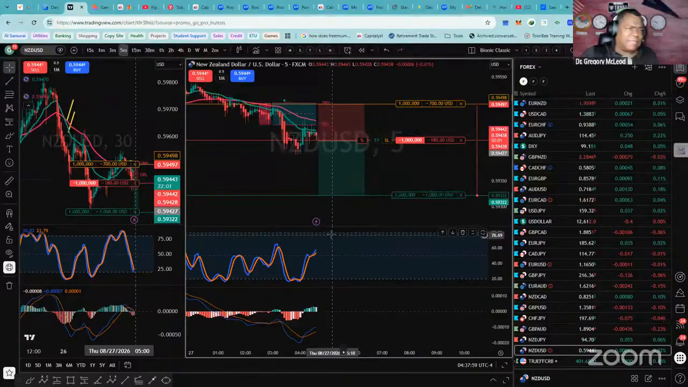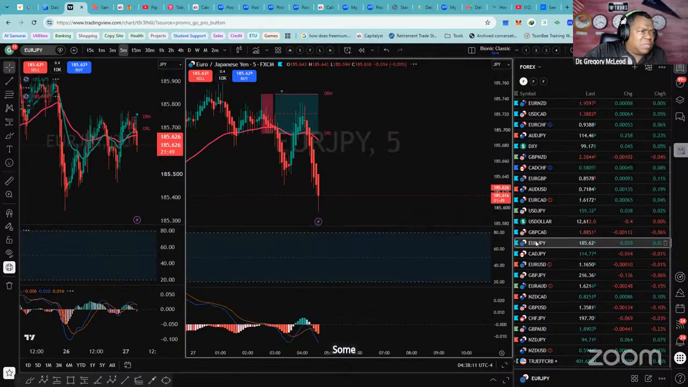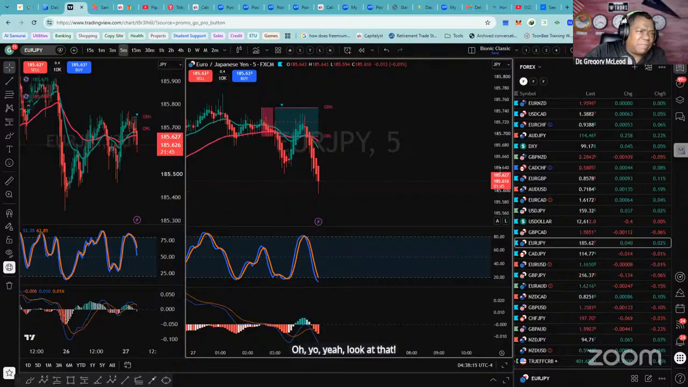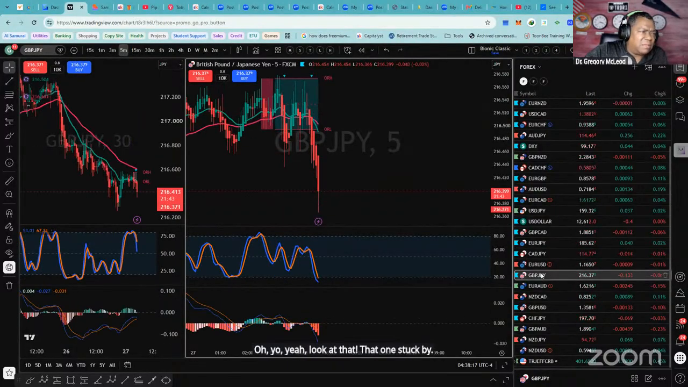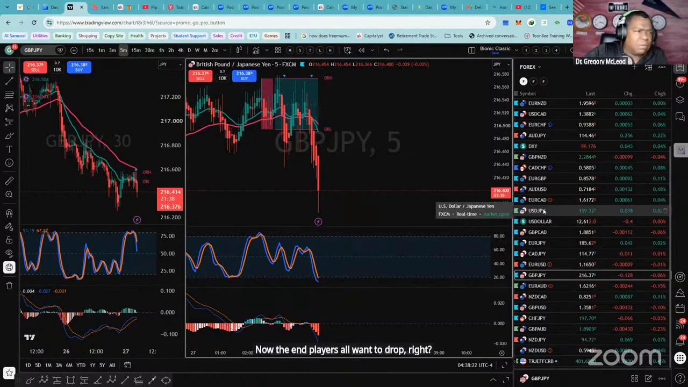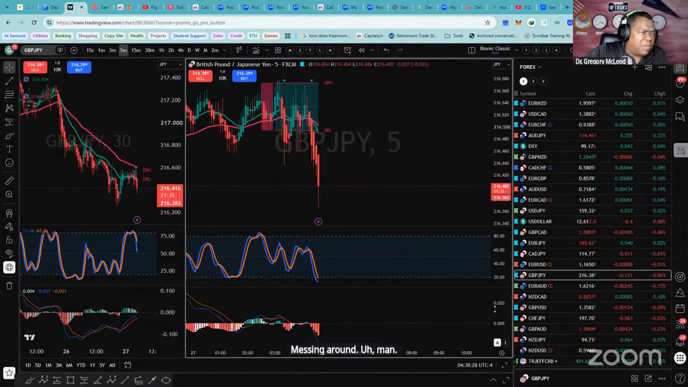Yeah, why is it 180? Let's see if we get some drops. Oh, Euro yen. Look at that, that one stuck by. Pound yen. Now the yen pairs all want to drop, right? Dollar yen still messing around. Man, pound yen is on its way.